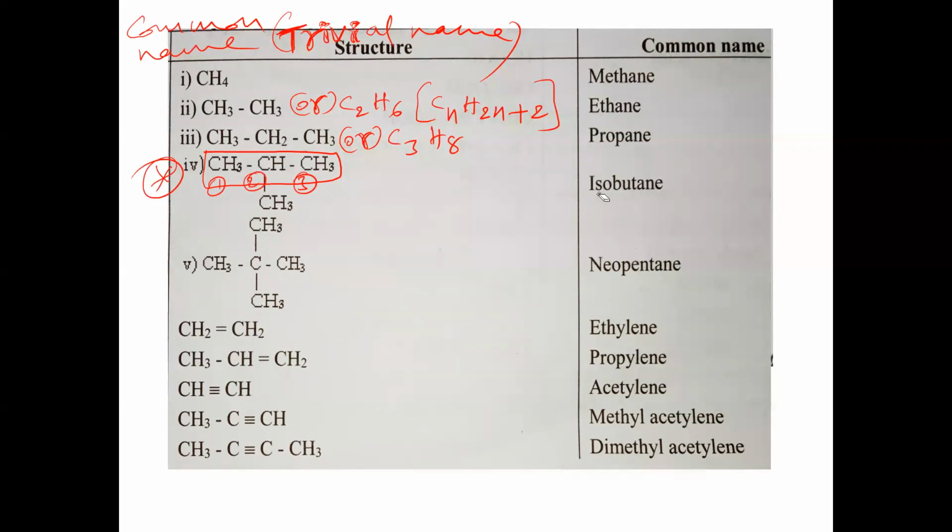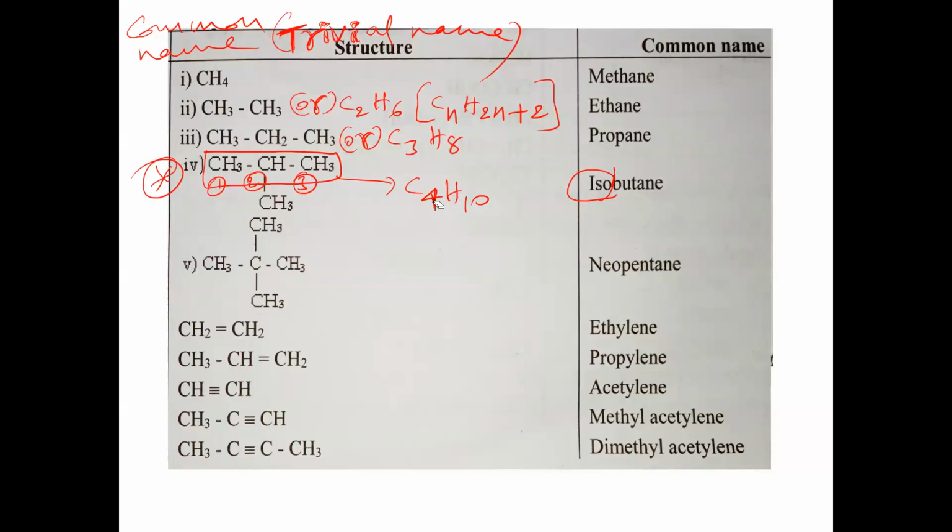But the common name, what is the common name of this? Isobutane. Now what is the total formula of this? C4H10. C4 is what? Bute. And double plus 2 is there here. The number of hydrogens is double the number of carbons plus 2. So double means 4 plus 4, 8, 8 plus 2, 10. So C4H10 is butane.